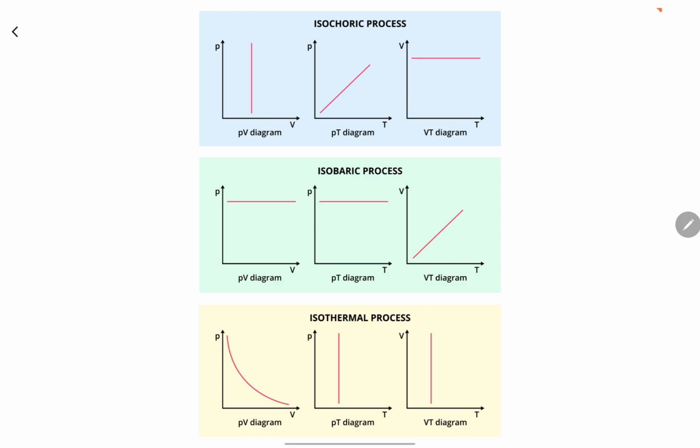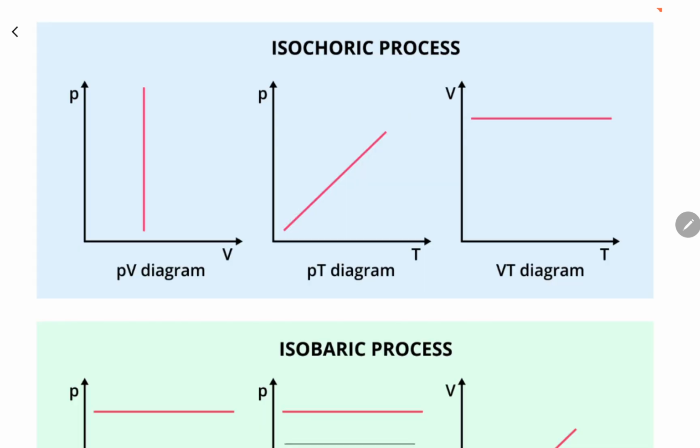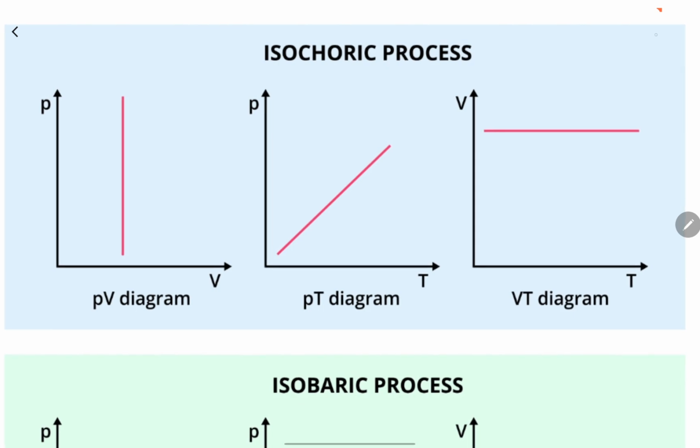Let me tell you what isochoric process means. Isochoric means that our volume is fixed. So here volume is fixed, meaning that volume does not change. If the volume does not change, then change in volume, del V, is 0. So in case of isochoric process, remember, volume does not change, hence del V is 0. We have several graphs.